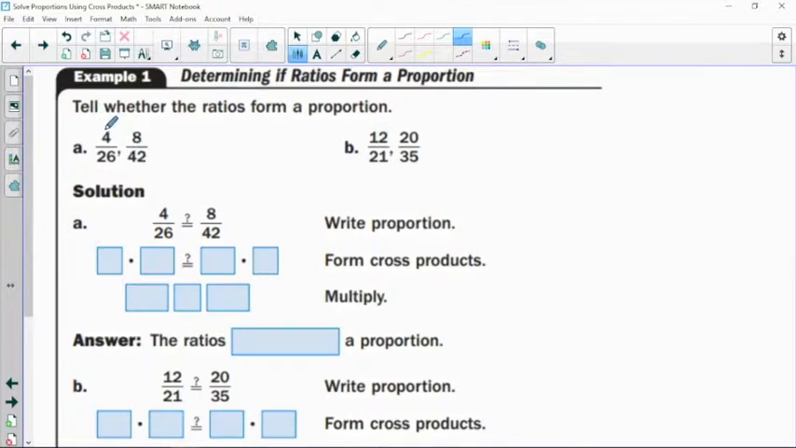So here, I'm checking to see if 4/26 equals 8/42. I'm going to multiply across, this one times this one, and that one times that one. 4 times 42, and 26 times 8. I'm going to see what that equals. 4 times 42 is 168, and 8 times 26 is 208. Did I get that right? Double checking. They do not form a proportion. They're not equal.